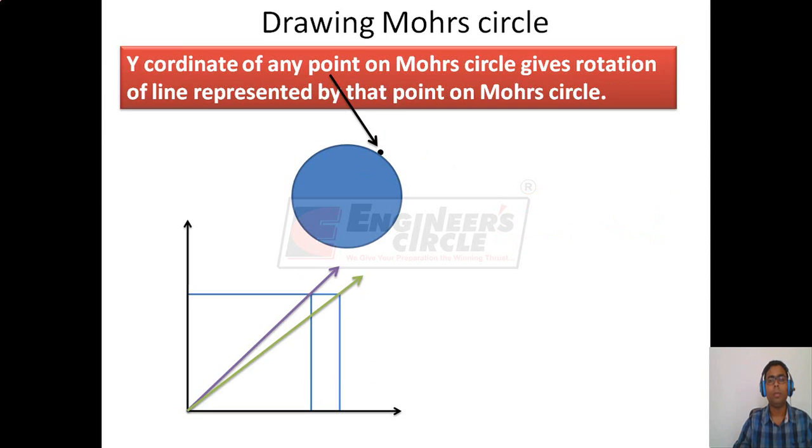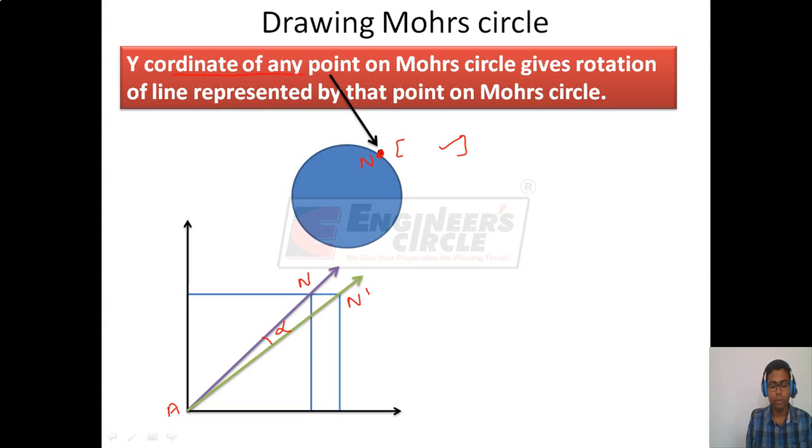Similarly, y coordinate of any point on Mohr's circle gives rotation of the line represented by that point on the Mohr's circle. This point N is representing the direction AN. Due to the loading, this body has deformed, because of which the direction AN has rotated by angle alpha to AN dash. The y coordinate of this point N gives the rotation of this line AN.